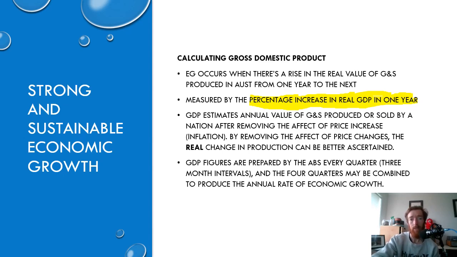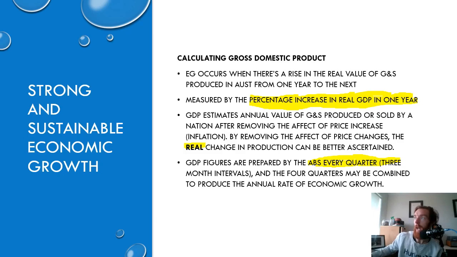So GDP estimates the annual value of goods and services produced by a nation after removing the effect of price increases, inflation, and by removing the effect of price changes, the real change in production can be better ascertained. So we're trying to find out the real change in production. So are we actually producing more goods and services or not? So GDP figures are prepared by the ABS every quarter, so in 3-month intervals, and the 4 quarters may be combined to produce the annual rate of economic growth. And so that's what we've got at the moment, that 2.2%. That is the annual rate of economic growth.